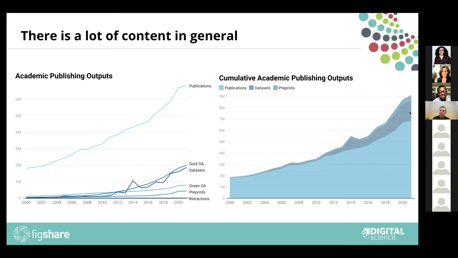It's a small amount. But back in the year 2000, there was less than 2 million academic outputs a year. Now there's more than 9 million academic outputs a year, of which 2 million of them are data sets and preprints. So it really is a great time for organizations to get hold of their content. That's what repositories can be good for. If you don't have a repository, you should get a repository at your organization to be in control.